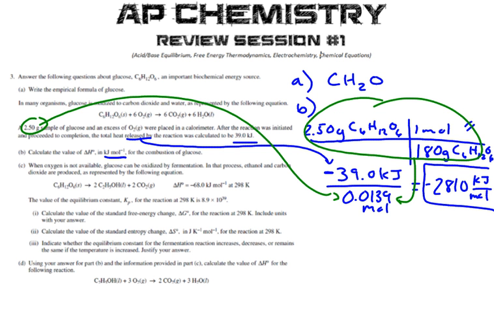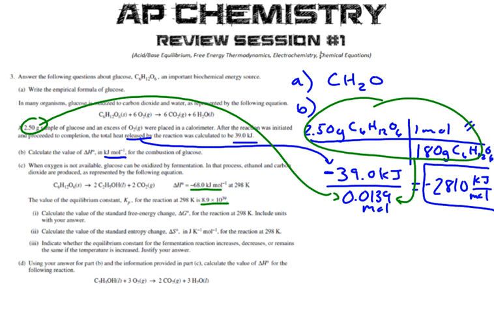All right, letter C, if I can even read this. When oxygen is not available, glucose can be oxidized by fermentation. In that process, ethanol and carbon dioxide are produced, as represented by the following equation. So here's an equation. Again, here's something that we will need to use. The value of the equilibrium constant Kp for the reaction is 8.9 times 10 to the something. Is that 39? Yeah. Well, it's even harder to read on my sheet.